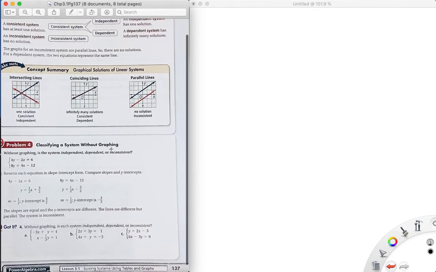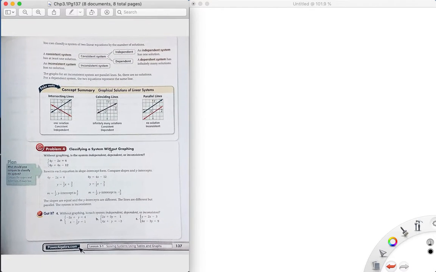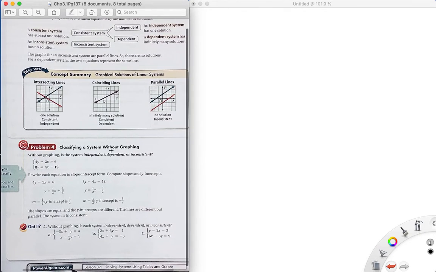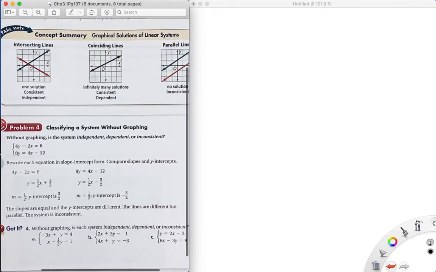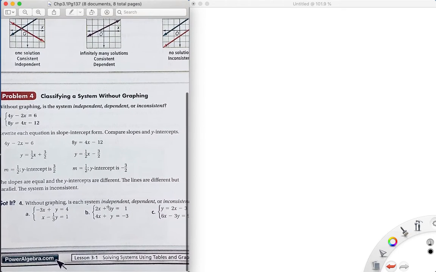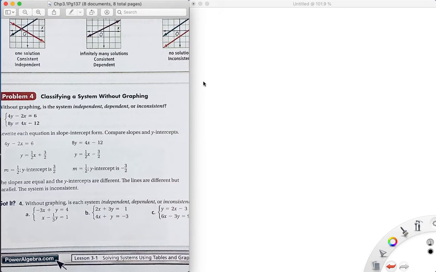All right, classifying a system without graphing. The easiest way to do it is to look at their slopes, and to look at their equations, because they could be the same equation. So the easiest way to do these is to put them into slope-intercept form. And then once you do that, you should be able to tell whether they are consistent, inconsistent, consistent dependent, or consistent independent.